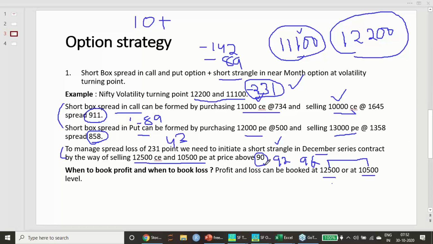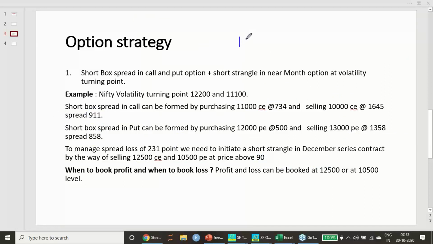So here the time decay in these options will be more and the spread decay will be less. In a rough estimate, you can have 100 to 125 points of gain in case it consolidates between 11,000 to 12,200. You will be having a conservative profit estimate of 100 to 125 points, and theoretically you can't estimate more.